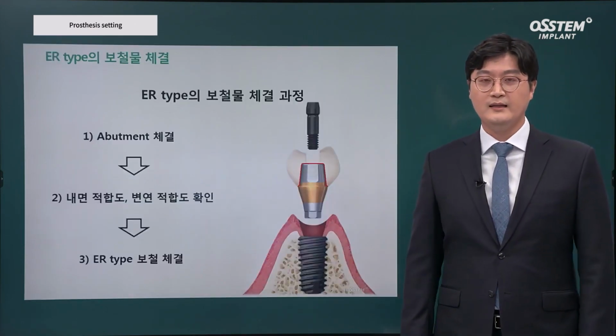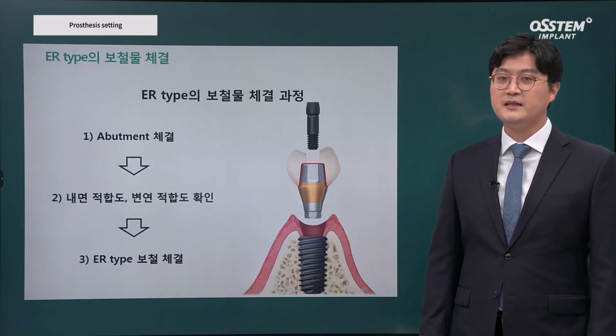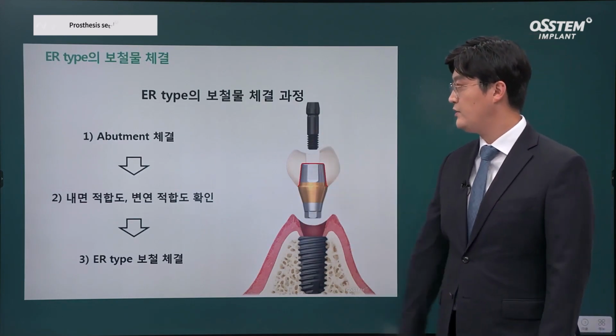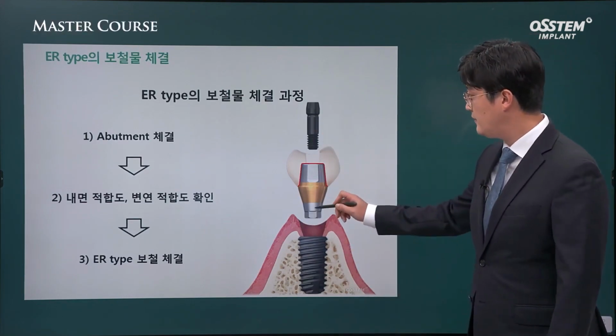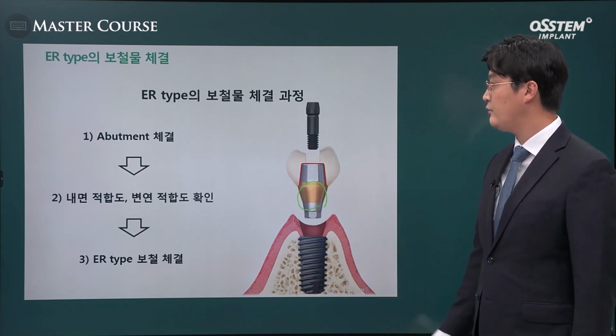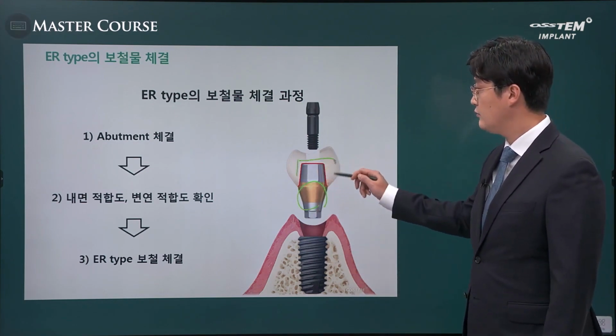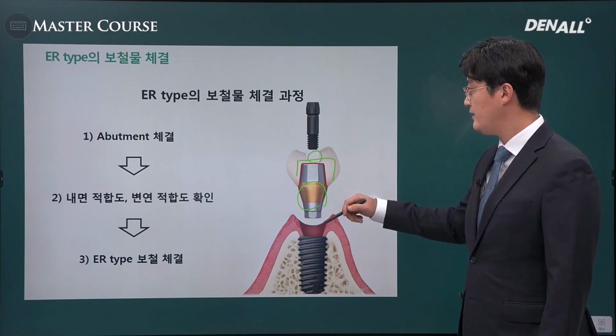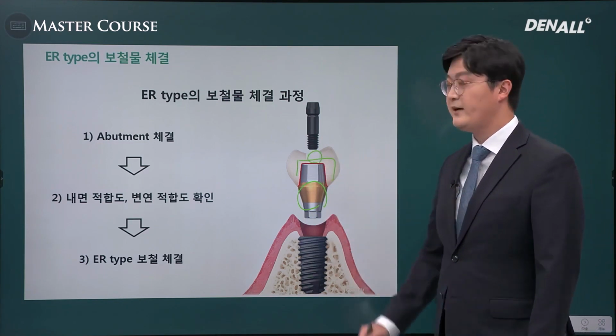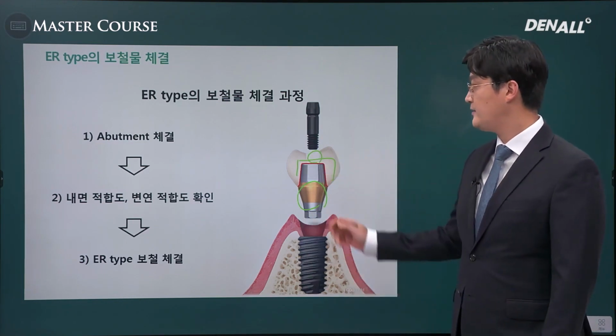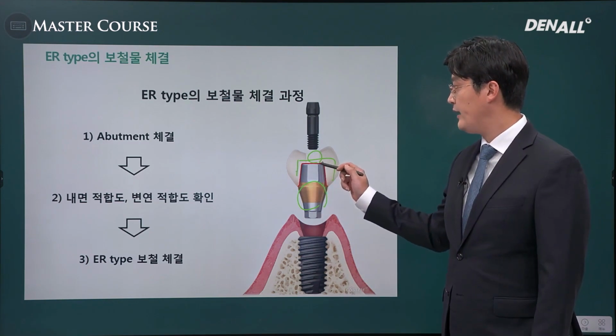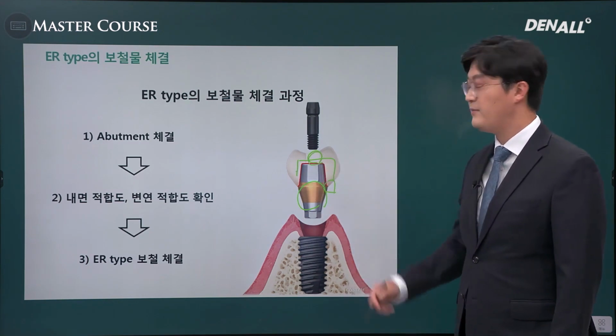This is ER type. In order to remove and prevent inflammatory responses, ER type prosthesis was introduced. It is connected within the oral cavity, and there's a hole in the prosthesis. Just as you set the natural tooth crown, you set it and then you remove the excess cement.